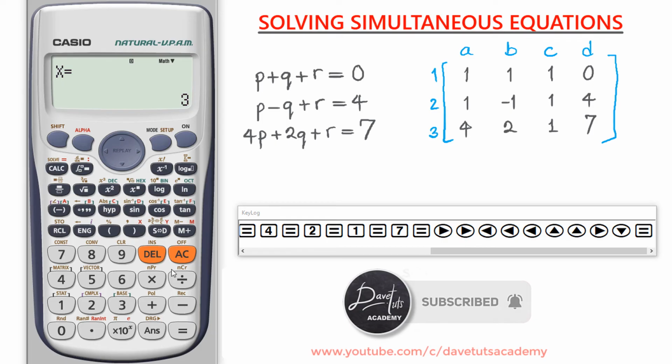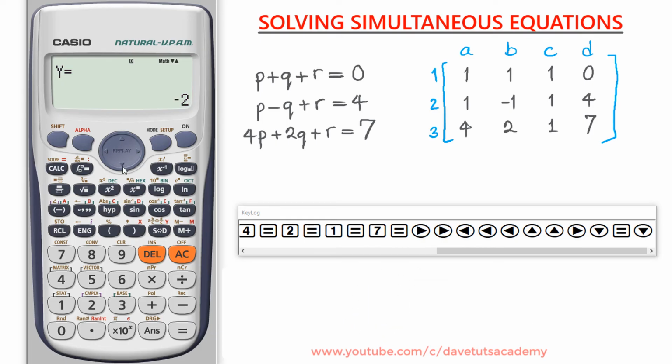Now, it's solving in XYZ, but we're using PQR, okay? But we just know that we need to just maintain consistency. XYZ for us is PQR, so we can say our P from the value that the calculator had given us, P is 3, Q is minus 2, and R is minus 1. This is the solution to this simultaneous equation in 3 variables.